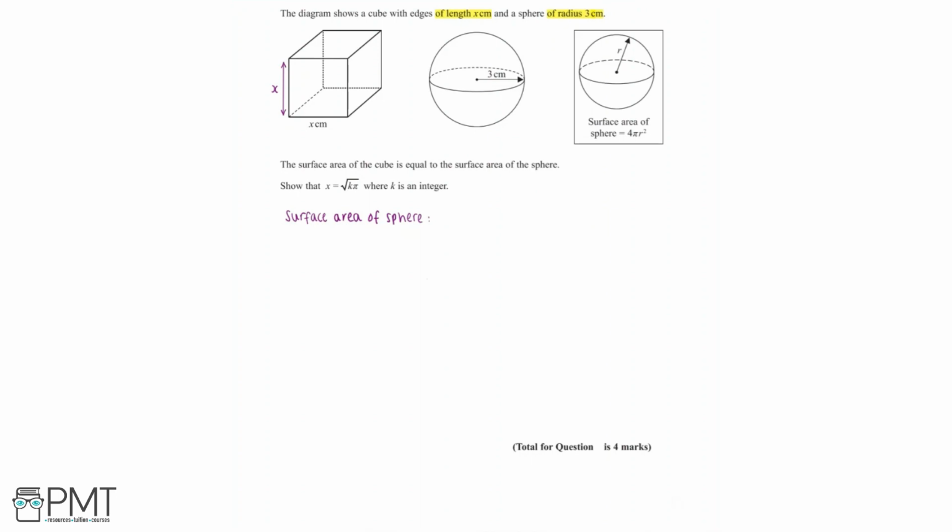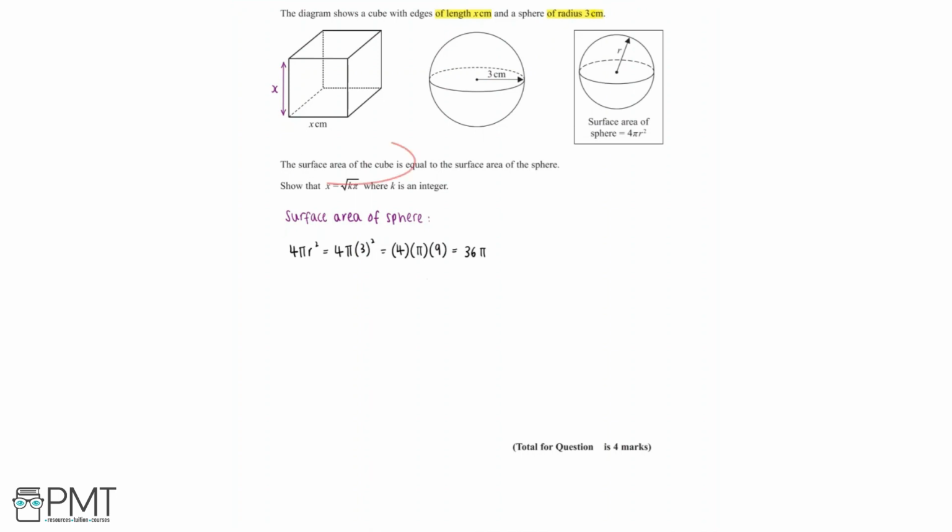We know that the surface area of the sphere is equal to 4 pi r squared. The sphere has a radius of 3, and so r is equal to 3. 4 pi r squared would be equal to 4 times pi times 3 squared. We know that 3 squared is equal to 9, and so 4 times pi times 9 is equal to 36 pi. And so we've found that the surface area of the sphere is equal to 36 pi.